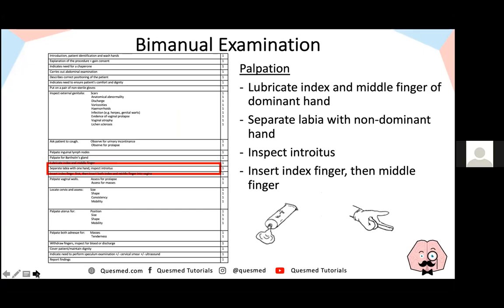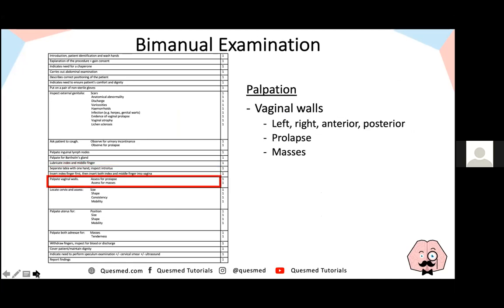So to do palpation, you want to lubricate both your index and middle fingers of your dominant hand. You want to separate the labia and gently slide your fingers into the vagina. I tend to introduce my index finger first and then introduce both fingers, rather than just going with both fingers at the same time. And you want to palpate all of the vaginal walls: left, right, anterior and posterior. And what you're trying to feel for there is, can you feel any evidence of a prolapse, any funny bulges, and obviously, can you feel any masses?